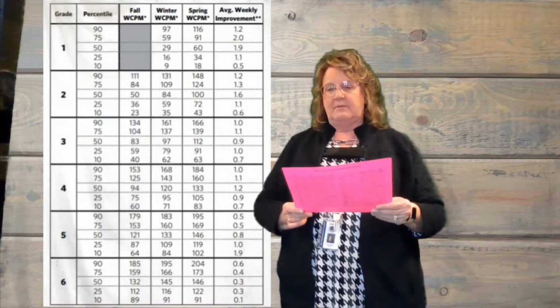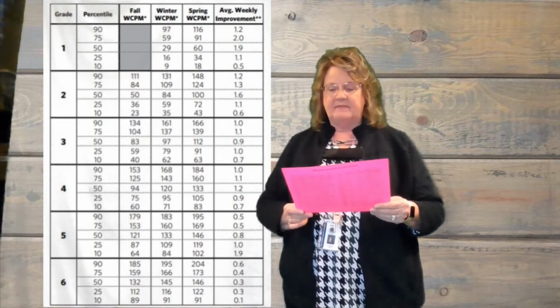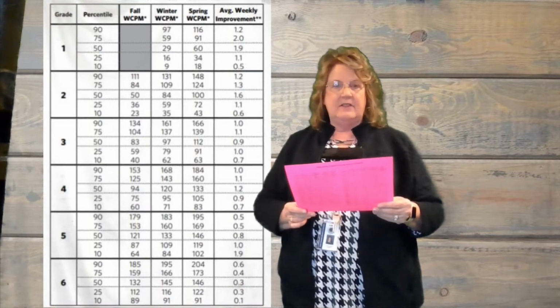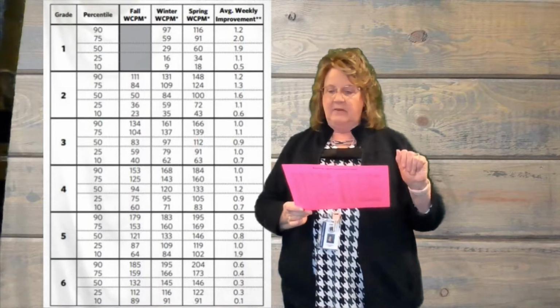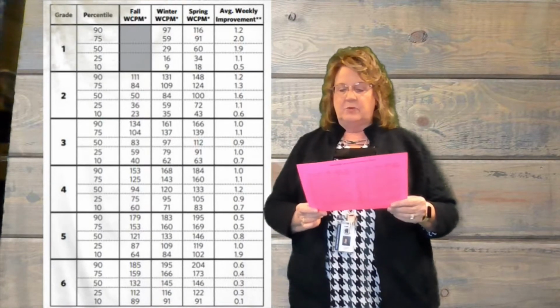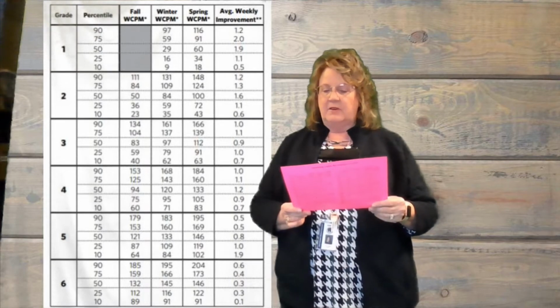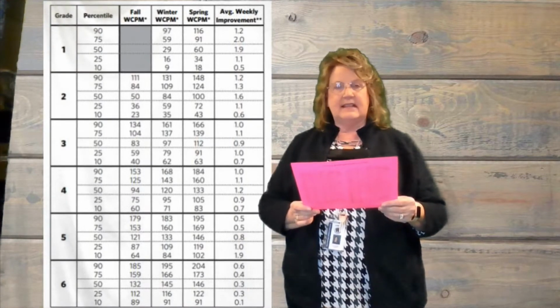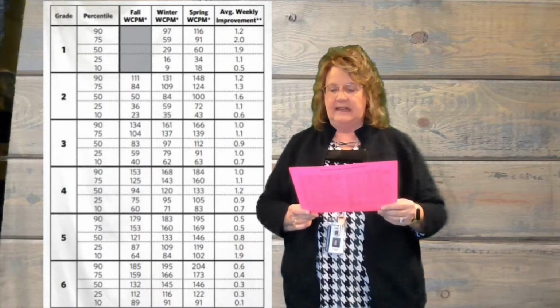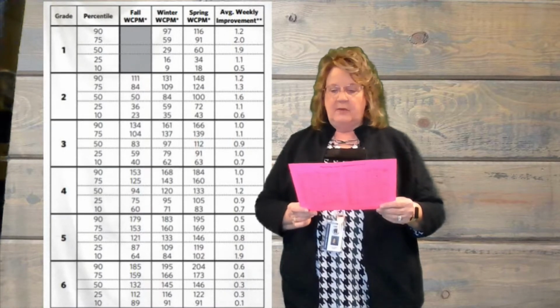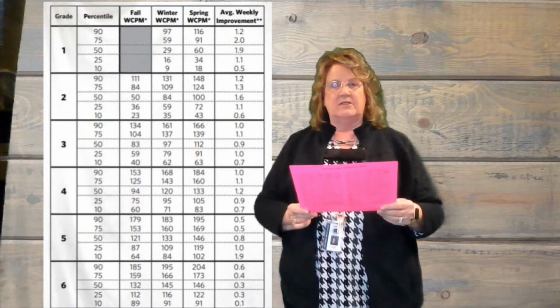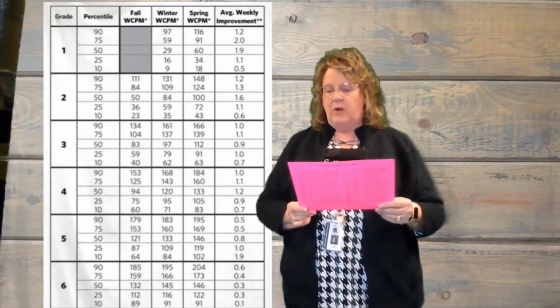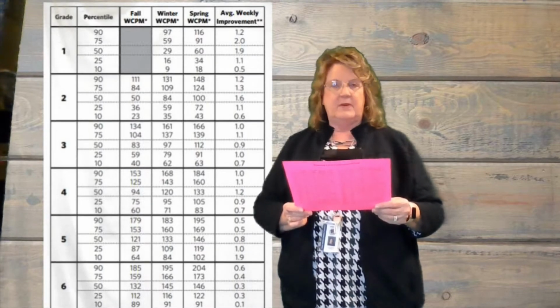For example, if you look at first grade, 50th percentile, in the winter, which is where we are right now, your child should read 29 words correct per minute. In the spring, they should be able to read 60 words correct per minute. To accomplish going from 29 to 60 words, they're going to increase 1.9 words, or 2 words, per week.